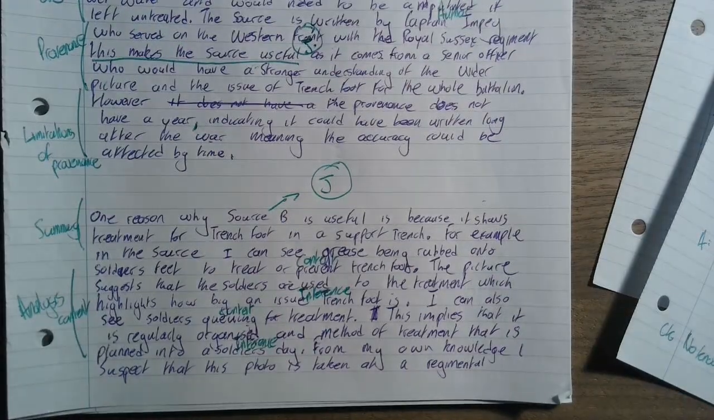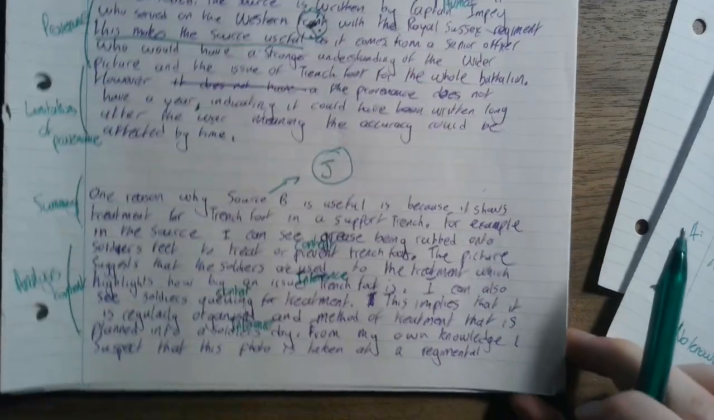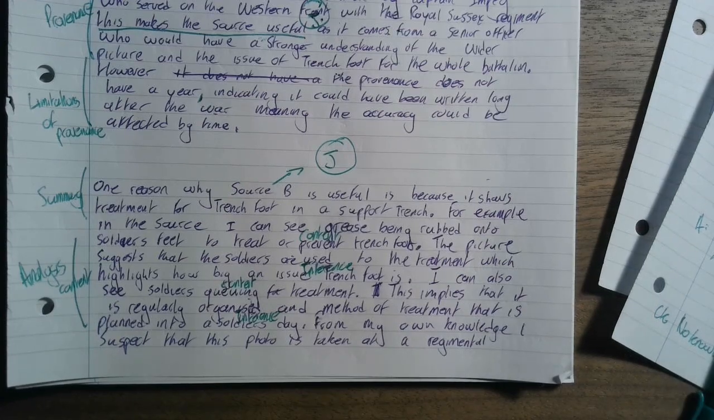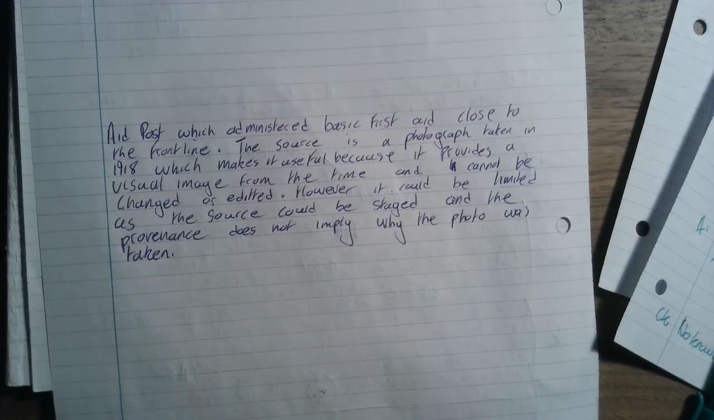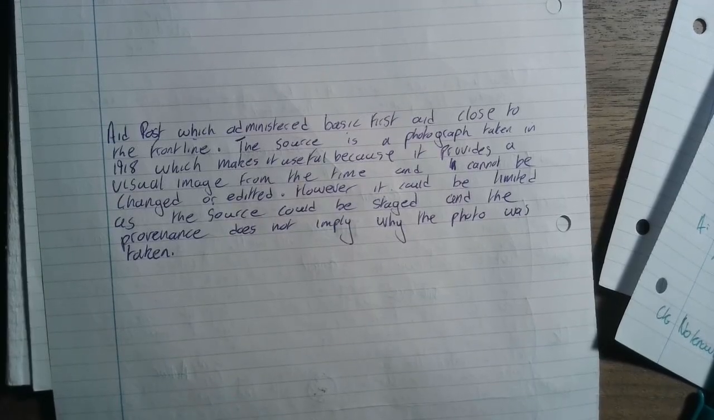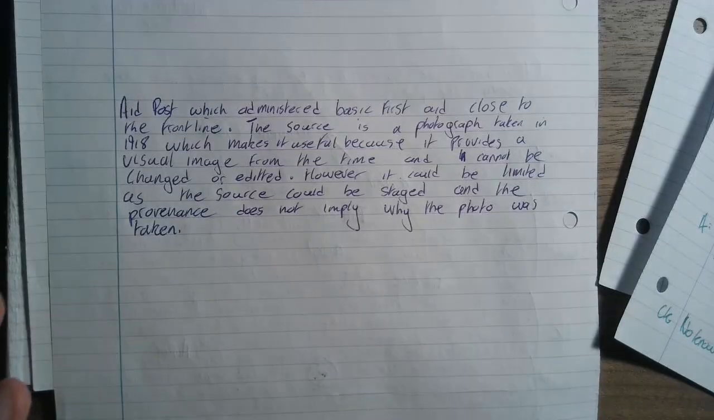Now what I want to do is have a little look at my own knowledge. From my own knowledge, I suspect this photo is taken at a regimental aid post, which administered basic first aid close to the front line. So again, it's not fantastic knowledge, but it's quite difficult to get some knowledge out of this one. But you can see there's my contextual knowledge.